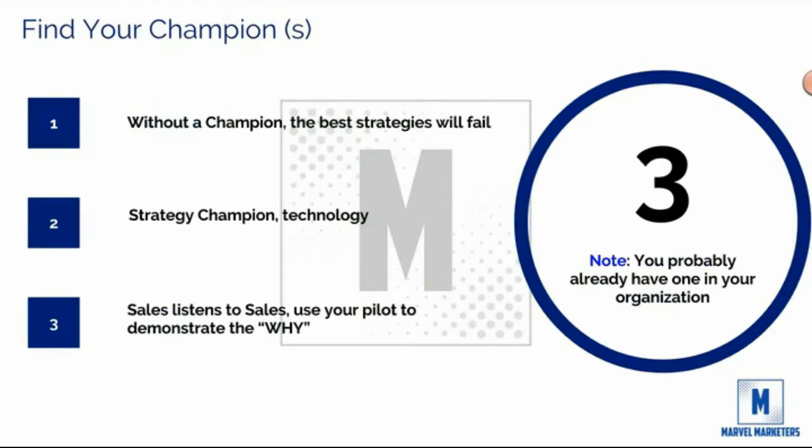Step 3, find your champion or champions. This is very important. Without champions, and this is almost strategy agnostic, so you could literally use this sentence with marketing automation, with ABM, with predictive. It doesn't even matter. Without a champion, the best strategies will fail. If you do not find your counterparts in other areas of the org that are going to help socialize your strategy, you are going to have a much harder time executing on your strategy than you would otherwise.